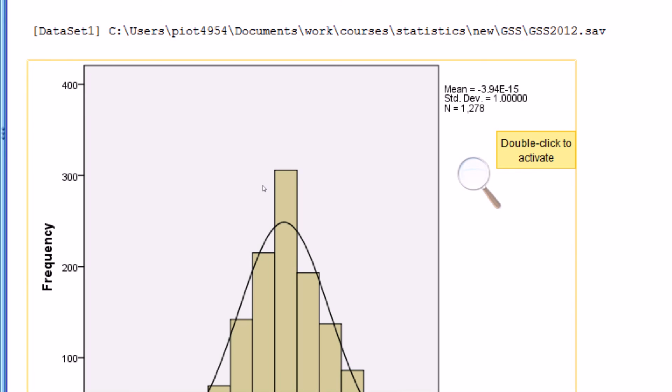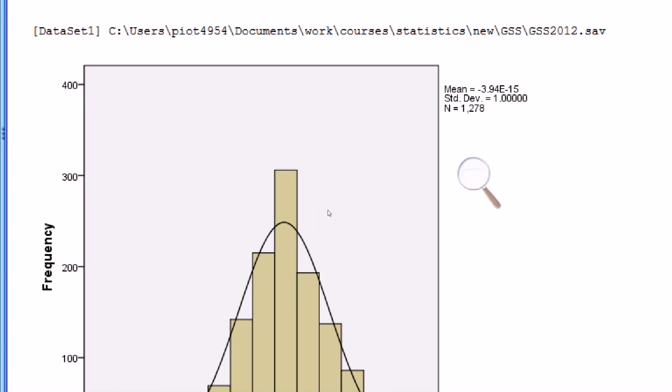Now, this is kind of a weird measure. The mean here says that it's a value of negative 3.94 e negative 15. What that means is basically it's scientific notation. That's the value negative 3.94 times 10 to the negative 15. So there's like 14 decimal points before the 3. Basically this is SPSS's way of saying that we have some very small value, and because of rounding error, it doesn't sum exactly to a mean of 0. But this is as close as it's going to get. So you could kind of see that as meaning that this is a value of 0.